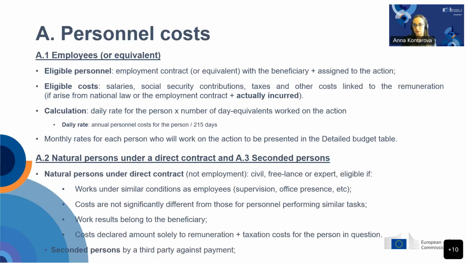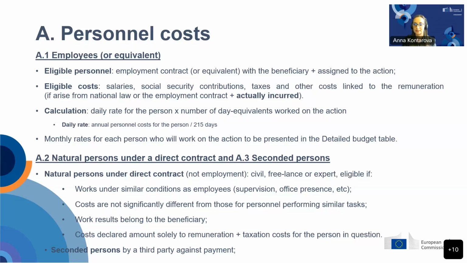So the first major cost category is the personal cost. Basically, these costs can fall under any of the following 4 subcategories. On this slide, you see 3 subcategories, and the first one is the employees or equivalent. These costs are eligible if they fulfill the general eligibility conditions and are related to the personnel working for the beneficiary under an employment contract or equivalent.